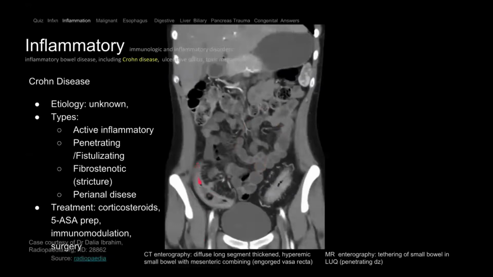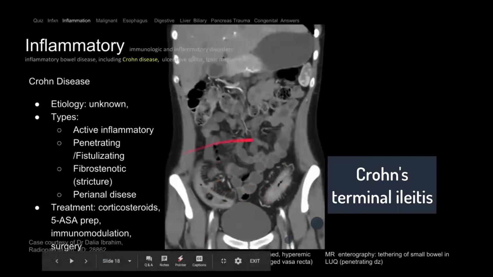So here what we see is, this is normal bowel up here. The wall is thick, with reaction. They call this the comb sign because there's engorged vasa recta. And what do you think about the enhancement of the bowel wall? Hyperemic, good. So there's bowel wall thickening, hyperemic bowel, so it's acutely inflamed, and there's engorged vasa recta, and we only see one segment.